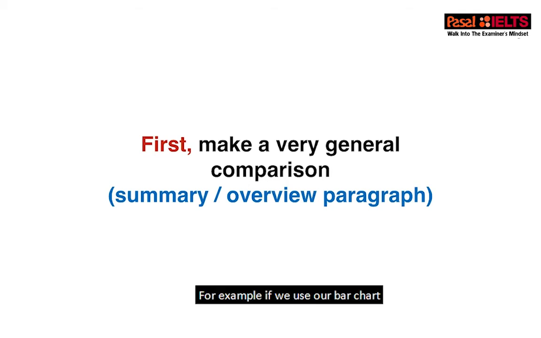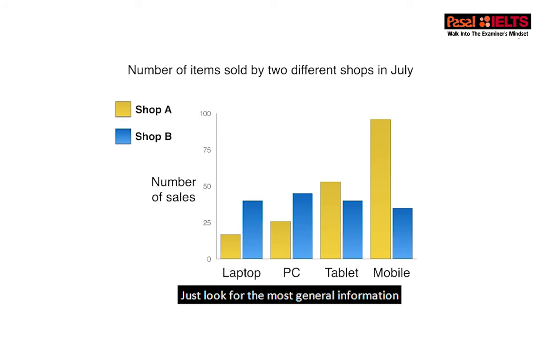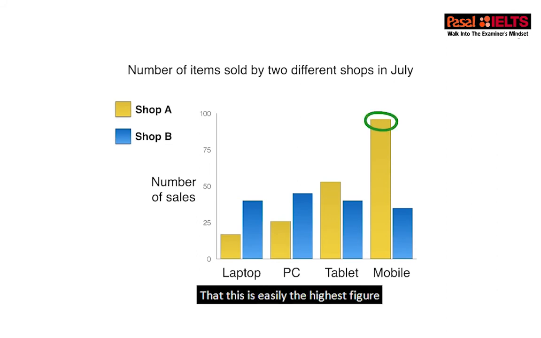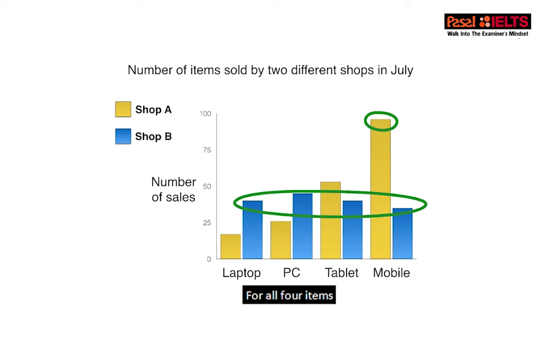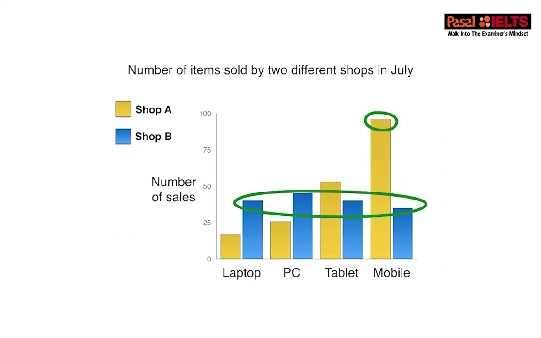For example, if we use our bar chart and look for the most general information, I would notice that this is easily the highest figure, mobile phone sales in Shop A. And looking at Shop B, I'd probably just say that the figures are similar for all 4 items. We're not going to give the numbers, the number of sales. We're just going to talk in general about those highest or similar figures.